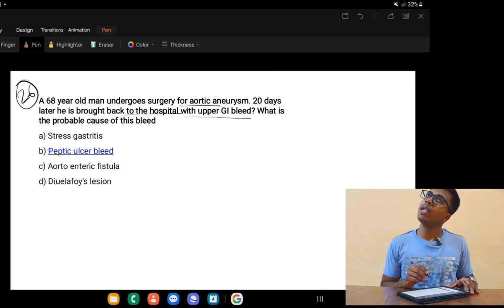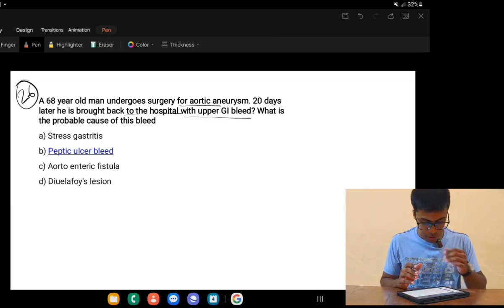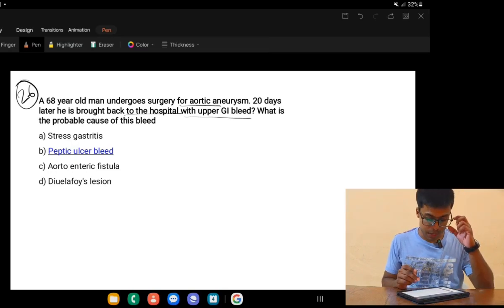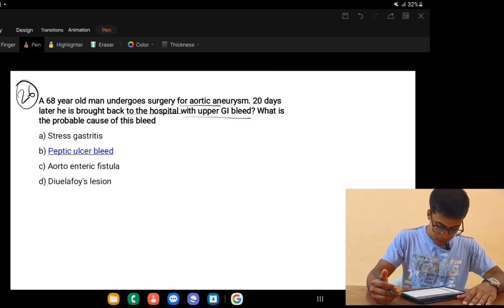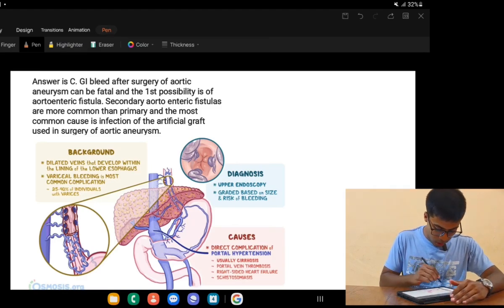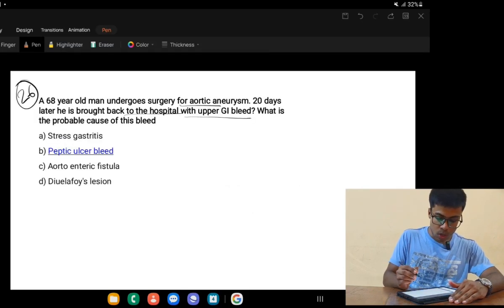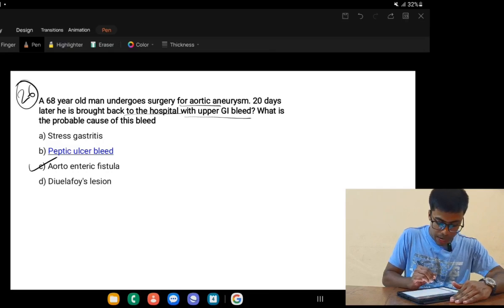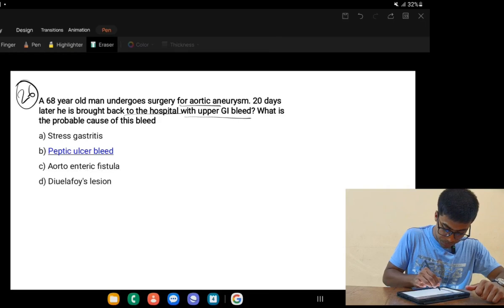So this is a one-liner. This was a one-liner asked many years ago. As per my research from Mayo Clinic, I have taken this question, and the reason for taking this question is to discuss the upper GI bleed and lower GI bleed. Before that, you should know what kind of bleeds we have. So this is a direct question. Now the answer is aortoenteric fistula.